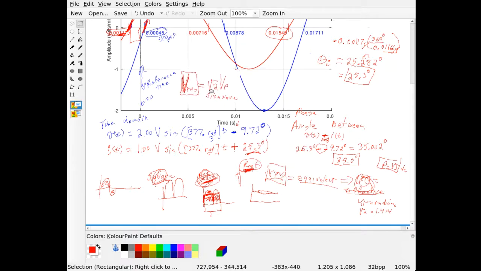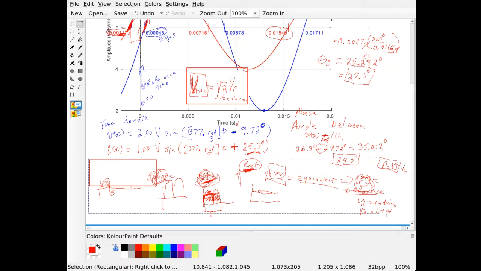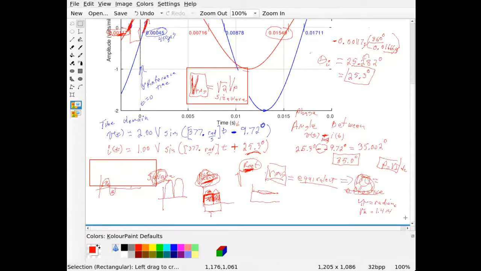Right here, this is very important. Maybe I'll stick it up here somewhere. So the RMS value is equal to the square root of 2 times the peak value of the sine wave. Let me just clear this off here again. So then we can talk about converting between phasors.